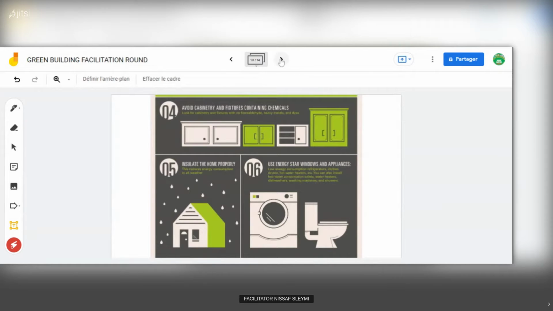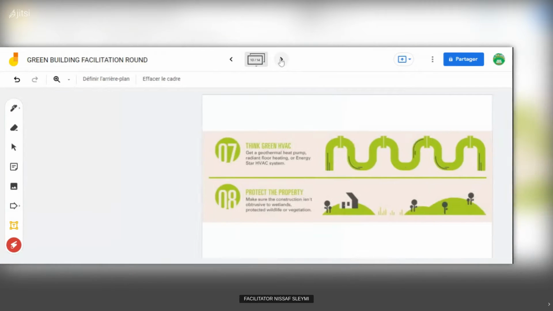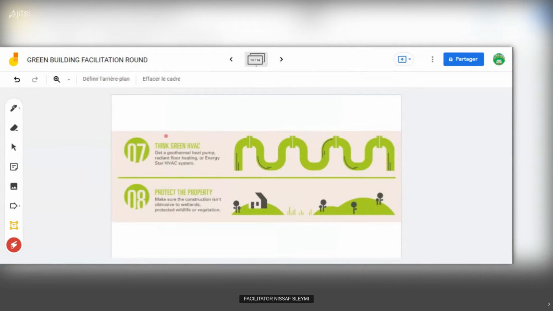So let's move to further steps. Step number 7 is about plumbing. Yes, it's about thinking green HVAC, the system of our plumbing. So you have to get a geothermal heat pump.